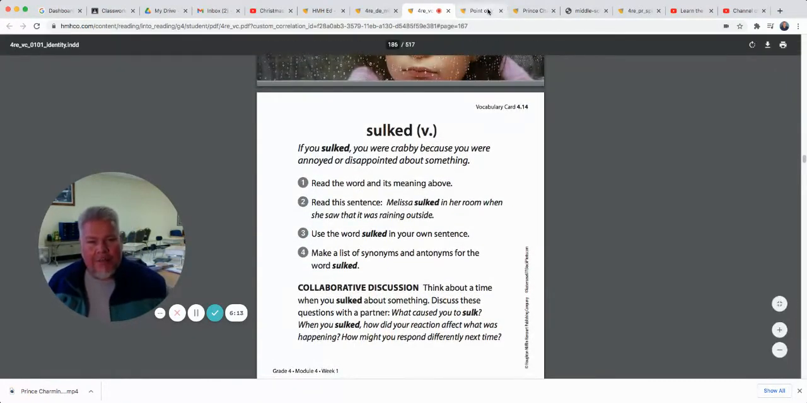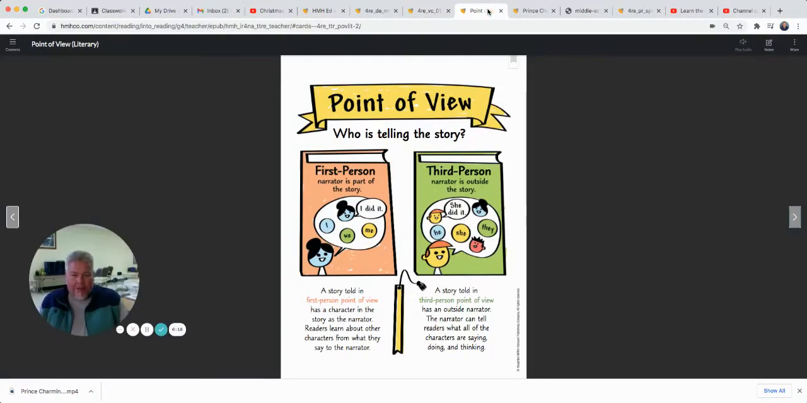And I want us to think about point of view for just a minute. Point of view, we've reviewed this before, but let's talk about it again. Point of view means who's telling the story. You can either have a first-person point of view where the narrator is part of the story. A story told in first-person point of view has a character in the story as the narrator. So somebody in the story, a character in the story, is telling the story. Readers learn about other characters from what they say to the narrator. So you would have words like I and we, me, those pronouns we've been studying this week. You would have those kind of pronouns, those personal pronouns.